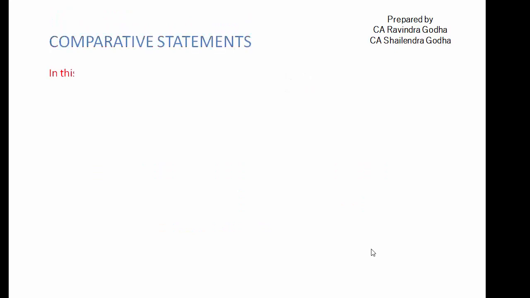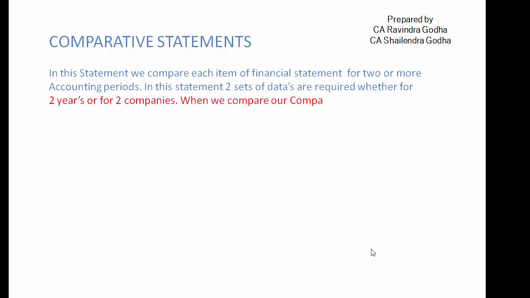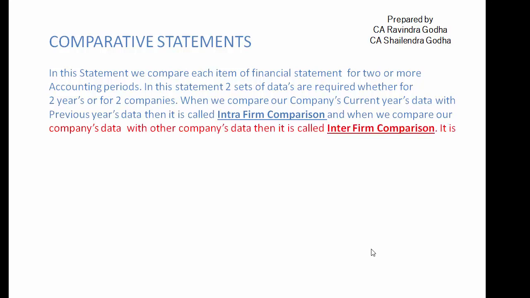Comparative statements. In this statement, we compare each item of the financial statement for two or more accounting periods. Two sets of data are required, whether for two years or for two companies. When we compare our company's current year's data with the previous year's data, it is called intra-firm comparison. When we compare our company's data with other companies' data, it is called inter-firm comparison. It is also called horizontal analysis.